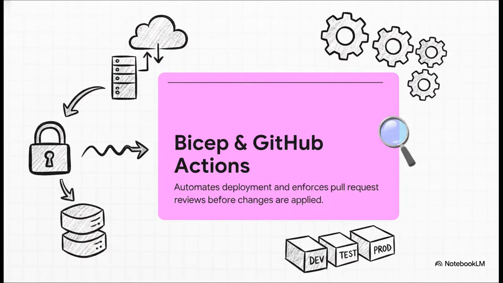Here's why. Bicep supports repeatable infrastructure as code deployments for Azure resources. And GitHub Actions? That acts as your engine. It completely automates the deployment process and critically enforces review through pull requests before those changes are ever applied to your environments. This totally reduces manual drift and ensures your dev, test, and prod setups are just perfectly aligned.